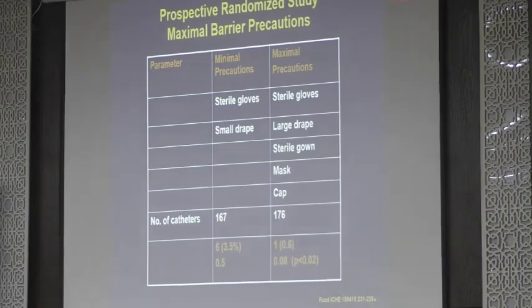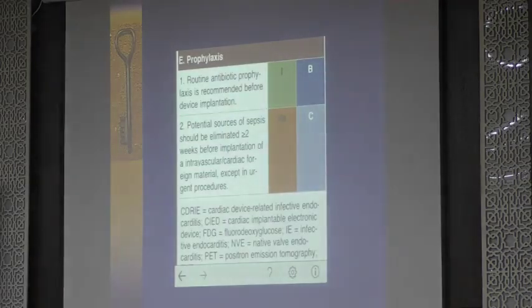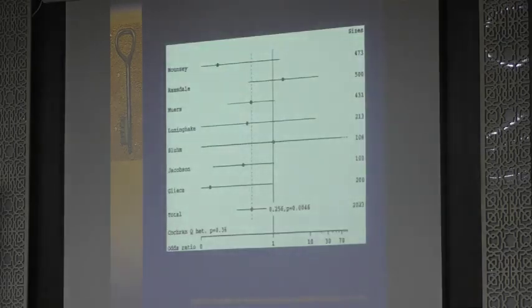That was a study comparing the minimal precautions and the maximal precautions. The rate of infection reduced up to 6 times if you follow the simple stuff. This is again the European guidelines, giving antibiotics as a class 1 hour before the procedure, and eliminating, as we said before, the possible infection sites 2 weeks before.